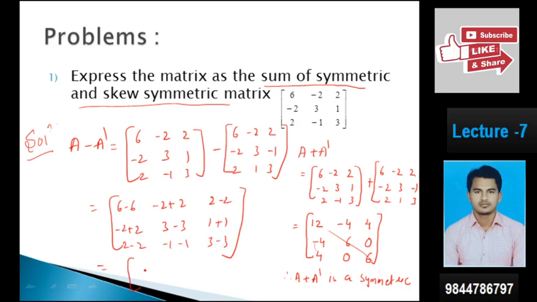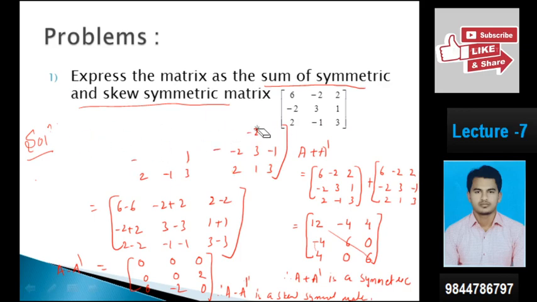It is equal to how much here? See here, 0, 0, 0; 0, 0, 2; 0, minus 2, 0. It is our skew symmetric matrix A minus A dash. Therefore, A minus A dash is a skew symmetric matrix. But our intention is to find the sum of symmetric and skew symmetric matrices, which should be the given matrix.